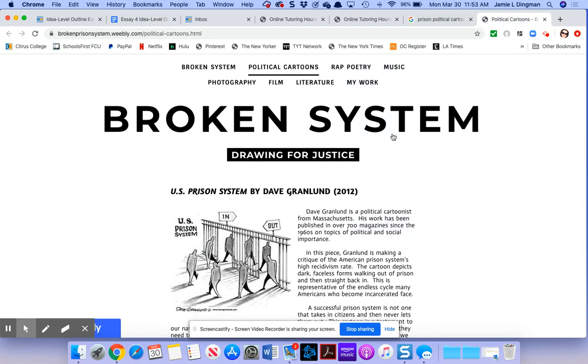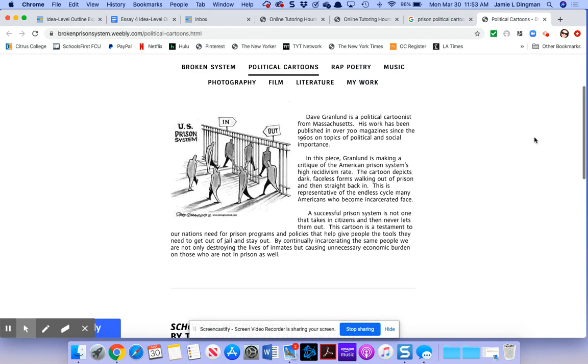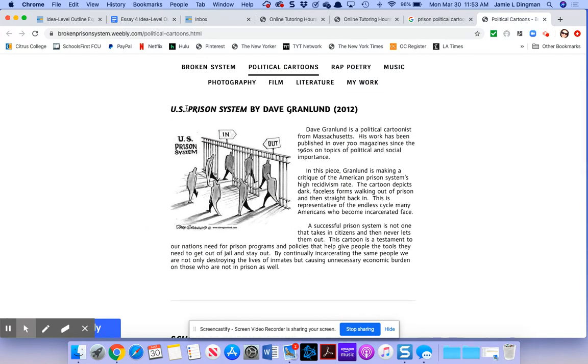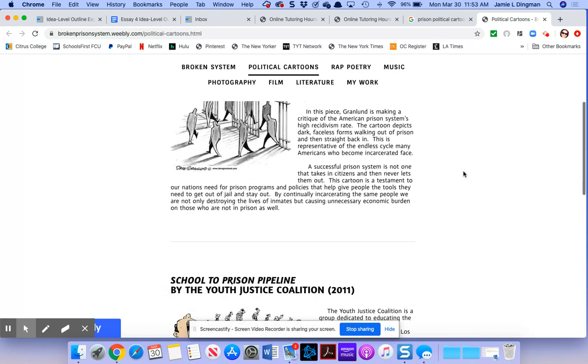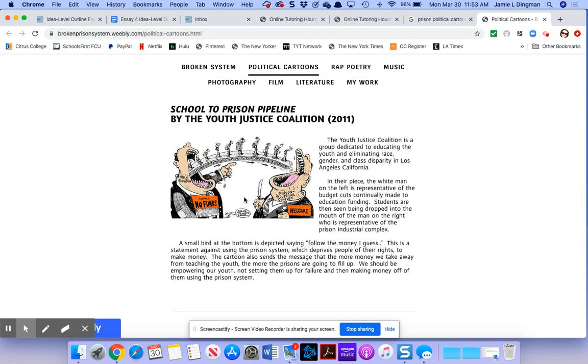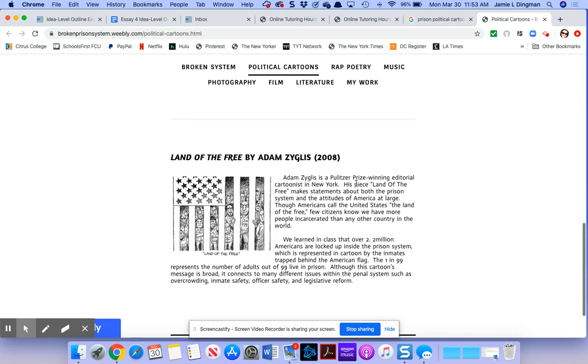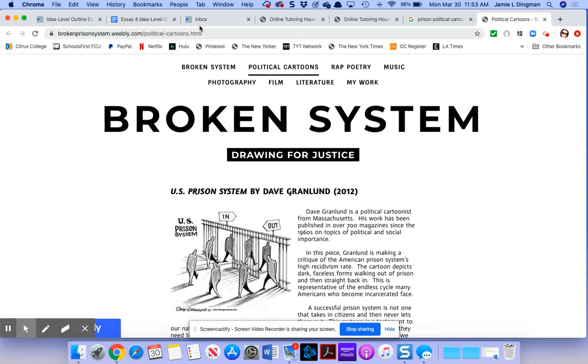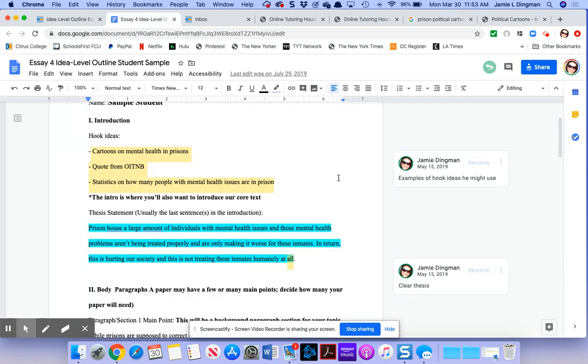So just to show you, it pulls up this guy's webpage, and he's done some cartoons that are making a comment, right? This one seems to be about the revolving door. This one's about the school to prison pipeline. This one looks like it's making a commentary on just how we lock up large amounts of Americans, especially considering the population against other countries who are incarcerated. So that's an option, right? Is to consider starting your essay off with a political cartoon.